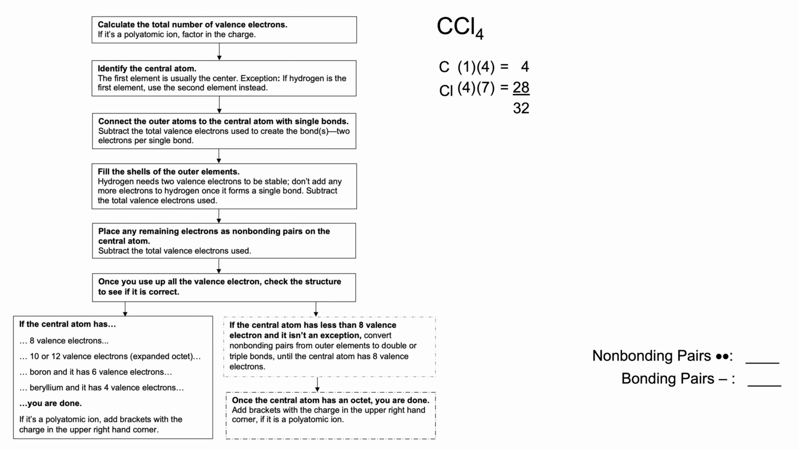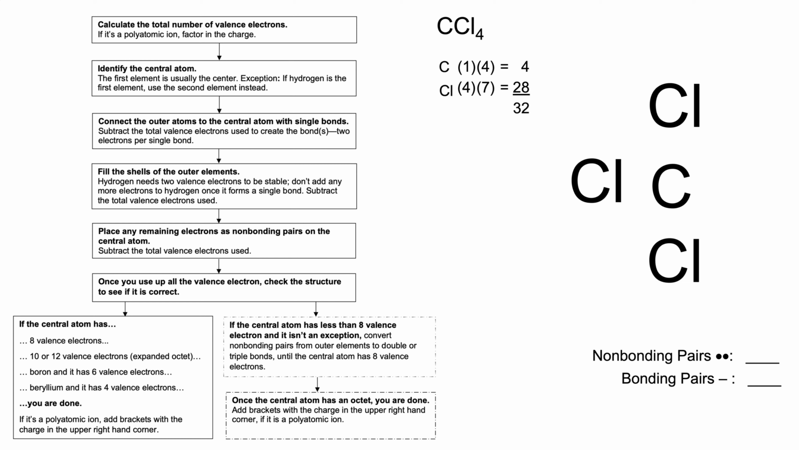I figure out the central atom, which is going to be carbon. I place the 4 chlorines around carbon. I connect each chlorine to carbon with a single bond. That uses up 8 electrons, and I have 24 left over at this point.